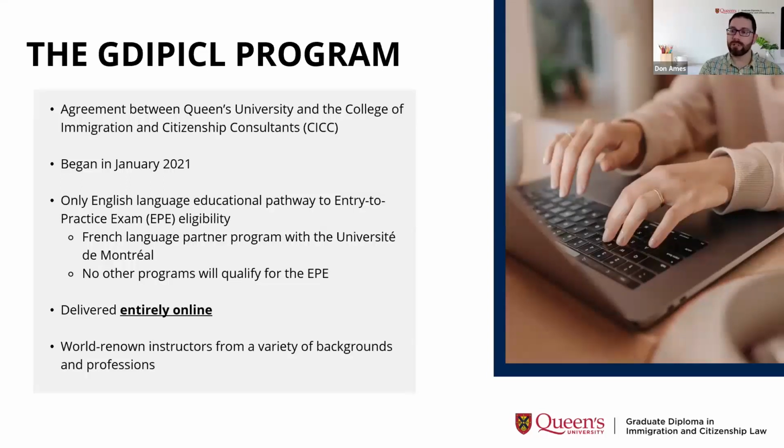Our program is the only English language program that makes you eligible to write that EPE. With our partner program being at the University of Montreal, they are the French language educational pathway. So there's only the 2 programs now in all of Canada or globally that are eligible to be the EPE pathway for individuals who want to become immigration consultants either here in Canada or globally. No other program makes you eligible. So if you're looking at other institutions, whether that be at the college level, the university level, career college level, any of those programs don't make you qualified or eligible to write the EPE. So this is the pathway if you are interested in becoming a regulated Canadian immigration consultant.